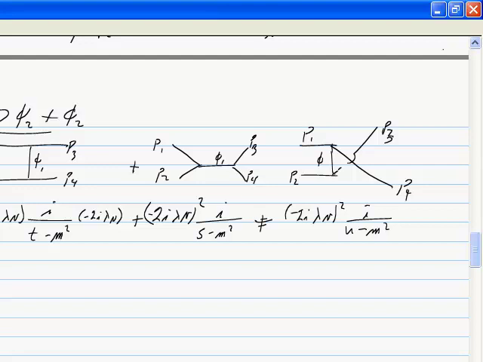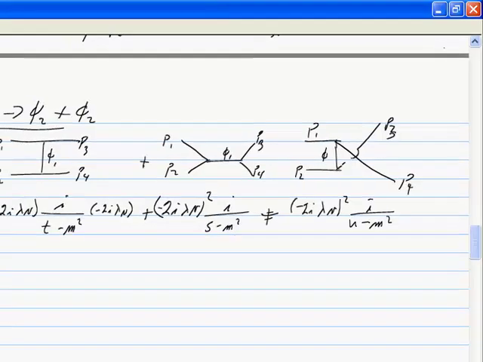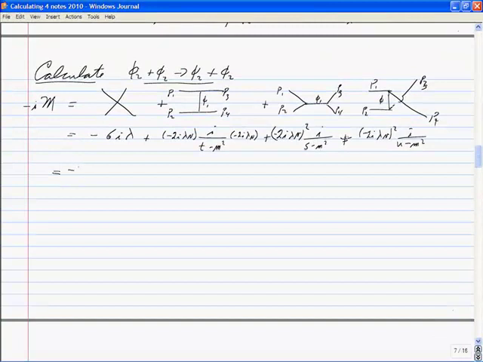Okay. Well, that looks like a mess, but I'm going to play with it. Let me do the following. I'm going to write everything, factor out as minus 2I lambda V. Actually, no, I'm factoring out just 2I lambda, sorry. 2I lambda.